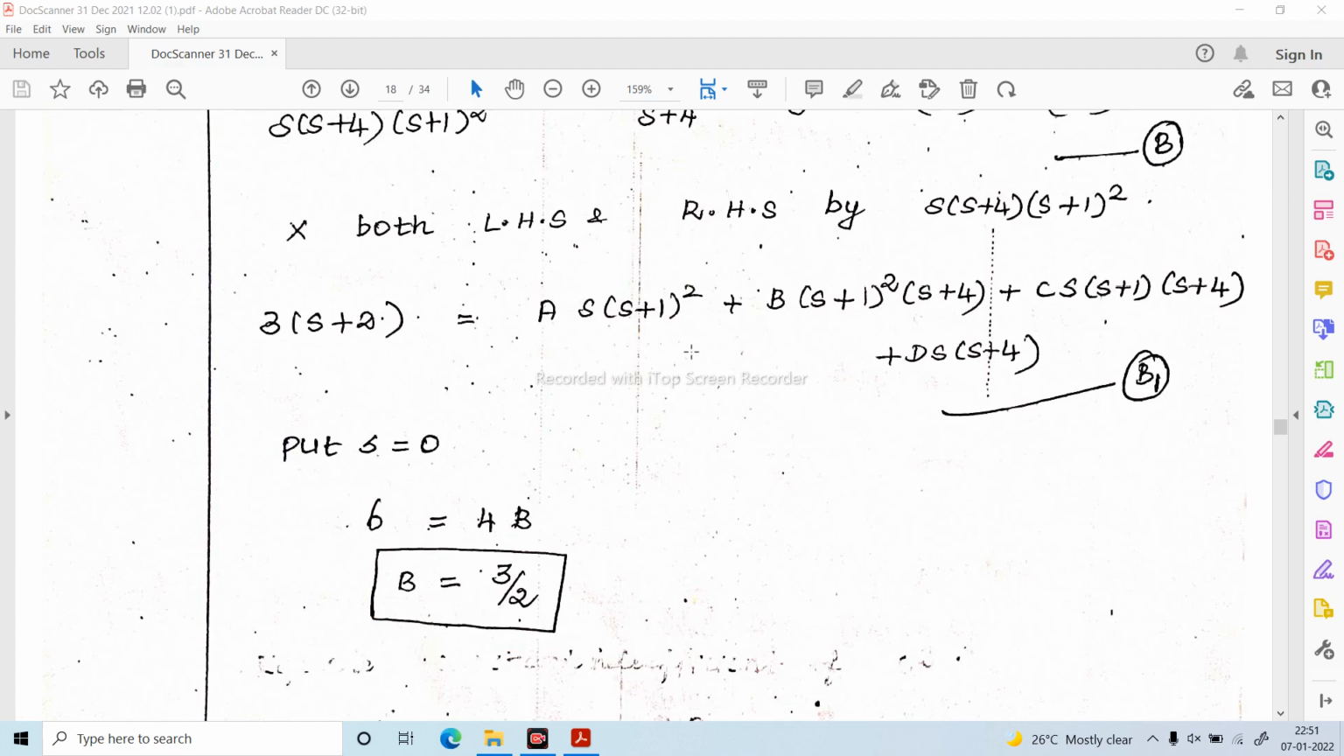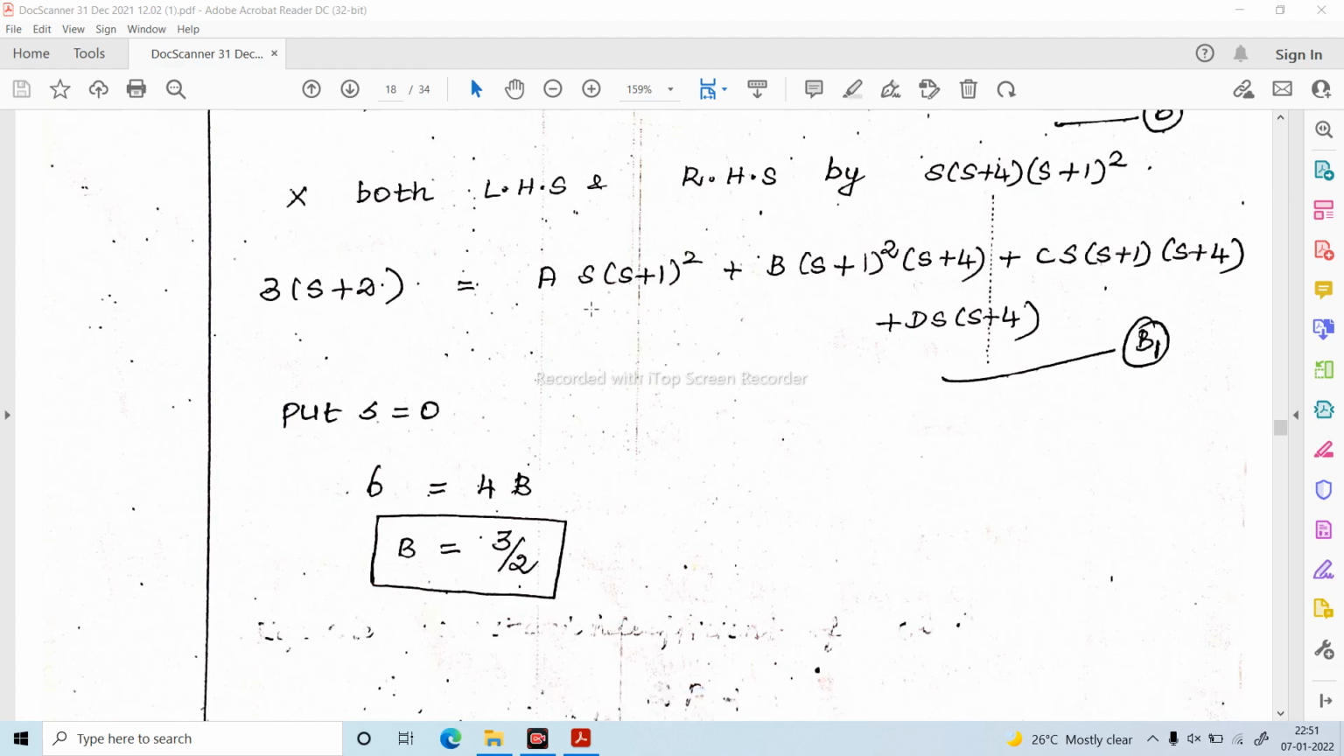First put s is equal to 0. The a term vanishes, the c term vanishes and the d term vanishes, because s is equal to 0. So b into 1 into 4 is equal to 3 into 2, that is 6. So b is equal to 6 divided by 4, that is 3 by 2.